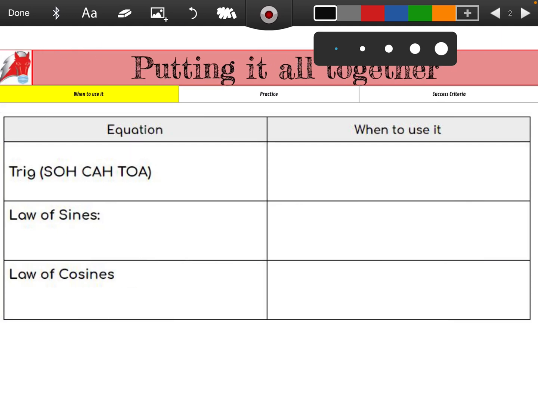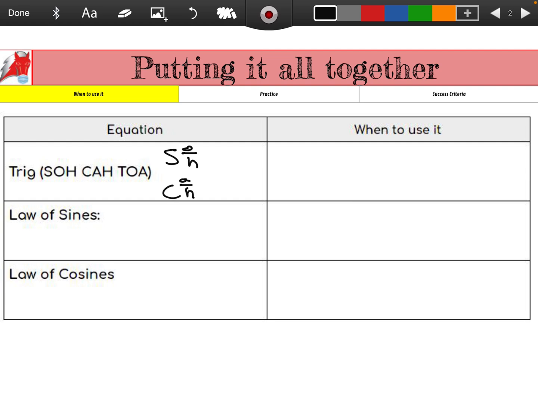Now, we have these three pieces, so we're just going to go over real quick when to use them because it's been a little bit. For trig, SOHCAHTOA, remember that sine is opposite over hypotenuse, cosine is adjacent over hypotenuse, and tangent is opposite over adjacent. When do you use it? The big one is when it's a right triangle. That's really the only limitation you have. As long as it's a right triangle, trig is your way to go.